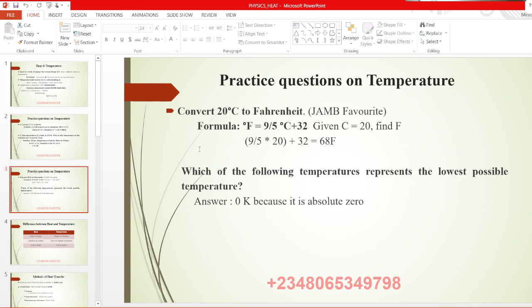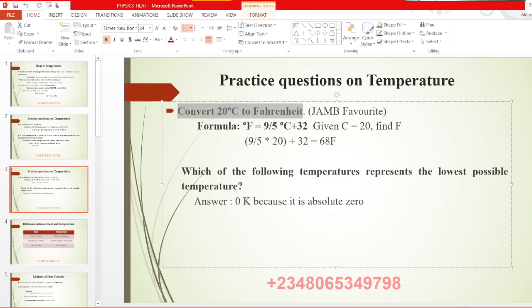I mentioned Fahrenheit. You must learn how to convert from Celsius to Fahrenheit and from Fahrenheit to Celsius. So we have a question here. Convert 20 degrees Celsius to Fahrenheit. Now, they are not talking about the SI units. They just want you to convert between Celsius and Fahrenheit. The formula is simple. Fahrenheit is defined as 9 divided by 5 multiplied by Celsius plus 32. So if you are given a question where you have the Celsius and you are asked to find it in Fahrenheit, this is the formula you're going to use.